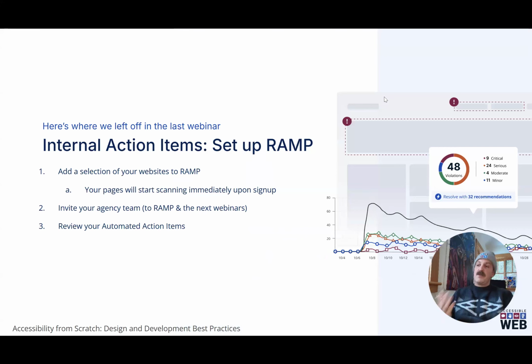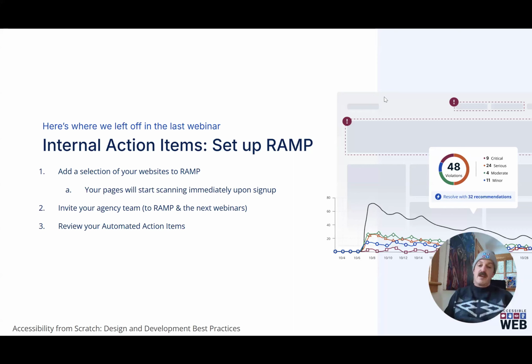All right, so here's where we left off last webinar. We had a couple of internal action items. One was set up RAMP. So again, go sign up for a 14-day free trial. Feel free to do it now while I'm talking, or at any point. And we've got team members that are able to support you in getting things set up. Invite your agency and team members to RAMP, and invite them to the next webinars.